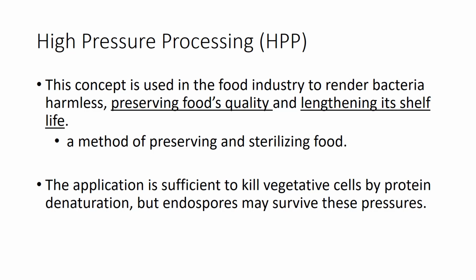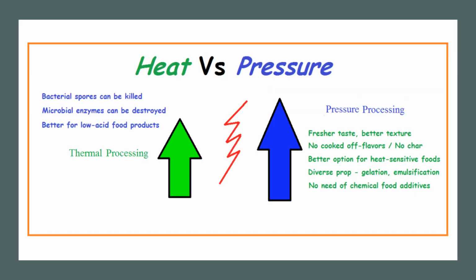You probably did some canning. Canning uses pressure also. So the application is sufficient to kill vegetative cells by denaturing their proteins, but the endospores will still be present. So this slide basically compares heat, whether it's moist or dry heat, versus pressure. Now we know that with heat, the important part is that bacterial spores are killed, microbial enzymes are completely destroyed, and it's better for low acid food products.